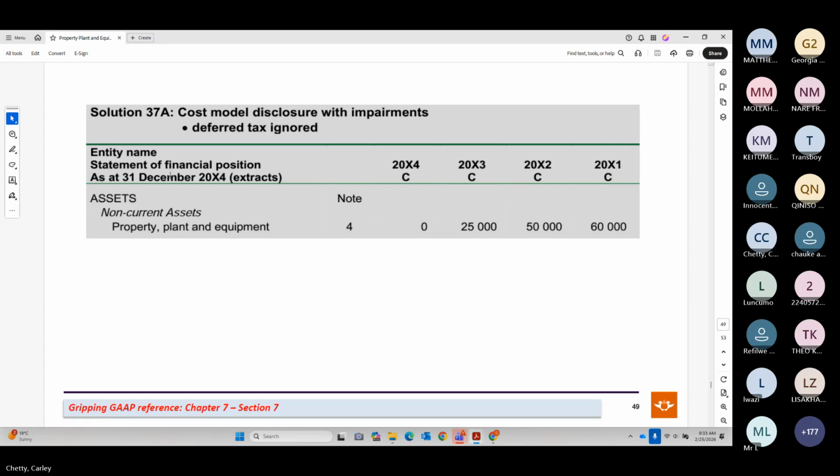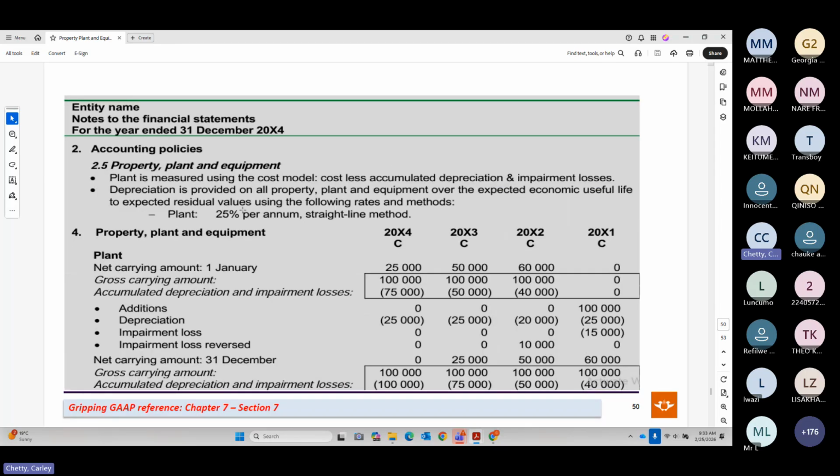Okay, so those calculations will be uploaded, but they just help you when you have to disclose these items. You can see in the statement of financial position here, they're showing the 4 years and they're showing the carrying amount of property, plant, and equipment. At 20x1, the carrying amount was 60,000, and then it just continues to show the carrying amount based on those calculations. You can see that this is referenced to note 4, and this is note 4 here. So this is just one big PPE note.